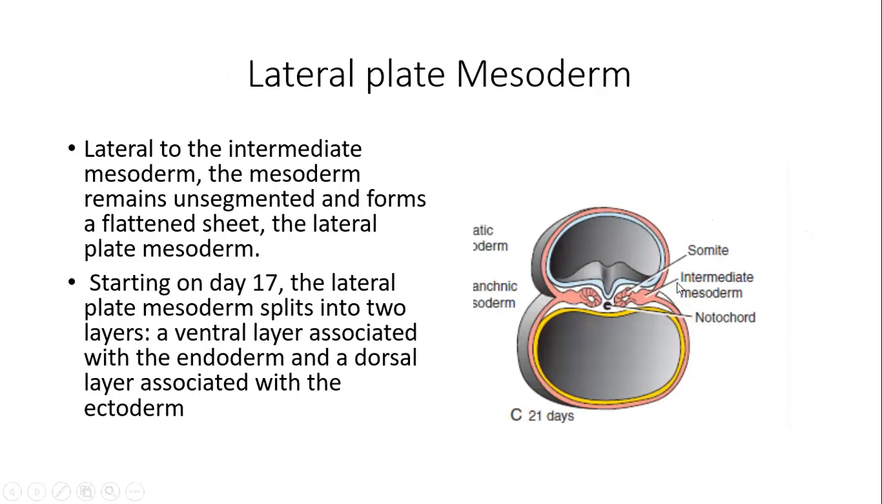Finally, the lateral plate mesoderm lies lateral to the intermediate mesoderm. It remains unsegmented and forms a flattened sheet that is known as lateral plate mesoderm. On the 17th day, the lateral plate splits into two: a ventral layer associated with endoderm and a dorsal layer associated with the ectoderm.